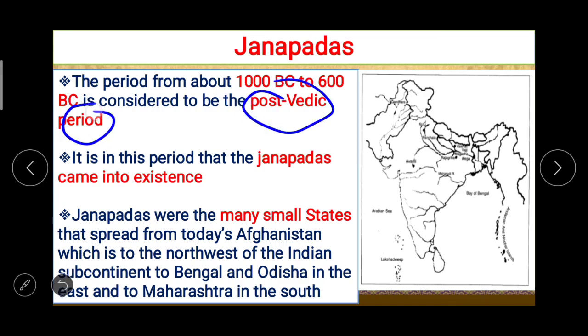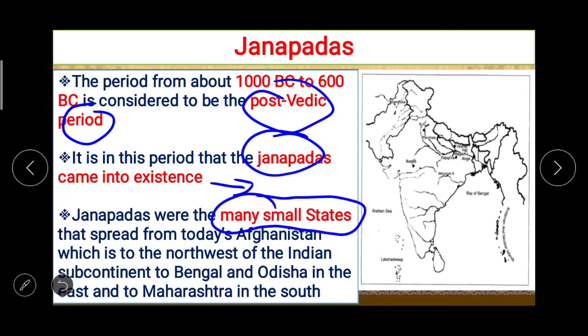it's considered to be the post-Vedic period, which means the period which is after the Vedic period, and it is in this period that the Janapadas came into existence. It means that these Janapadas came into existence between 1000 BC and 600 BC, and Janapadas were many small states. Now this is the second thing to understand this concept very easily: Janapadas were nothing but many small states.